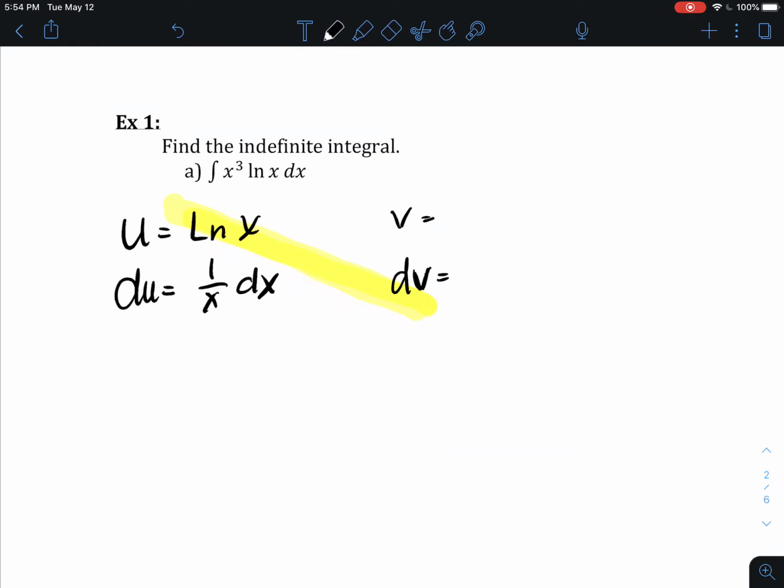So if ln of x is going to be u, then dv is going to be x cubed dx. I forgot the dx. What is the integral of x cubed? That would be 1/4 x to the 4th.